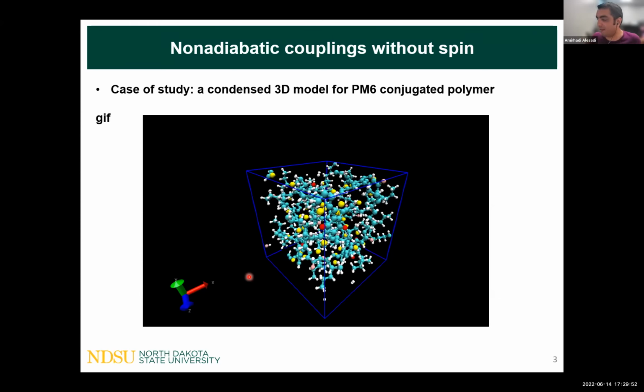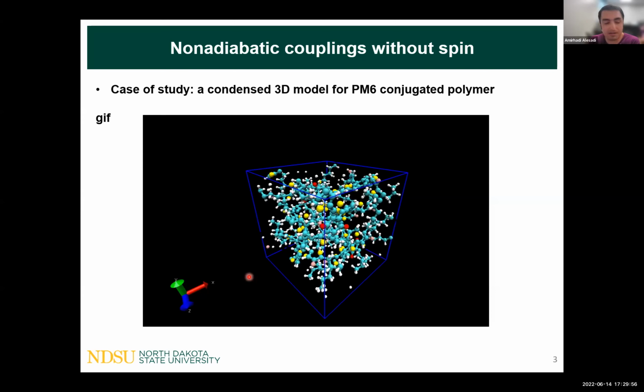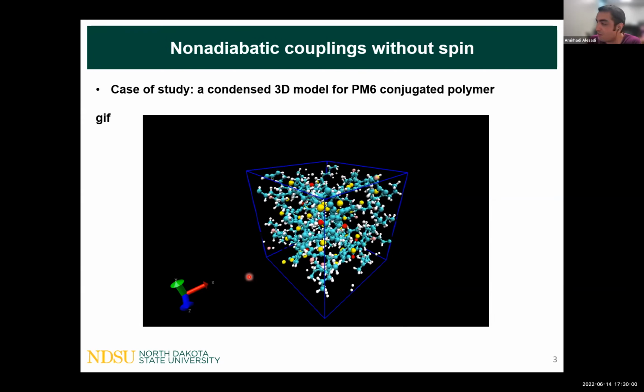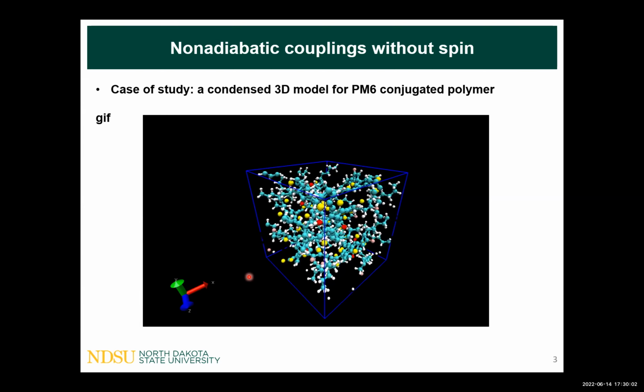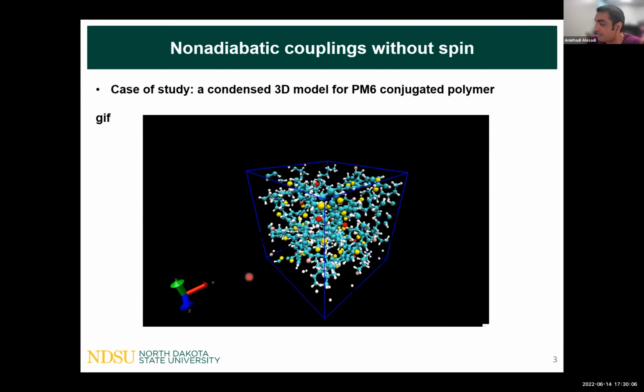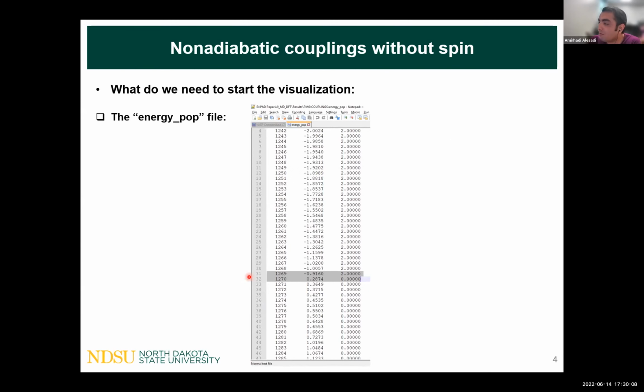And in future, we will have the blend of this conjugated polymer as a blend with some acceptor units. So this is kind of a practical usage of non-adiabatic couplings for the photovoltaic performance of the solar cell materials. So I think this, again, is not new. To have the visualization, we need the energy pop file.